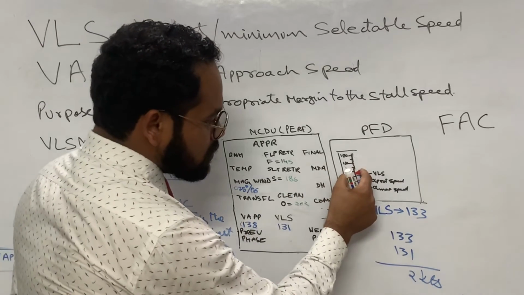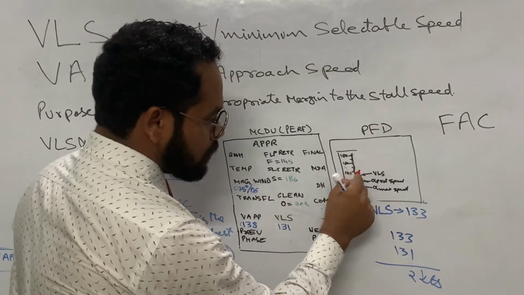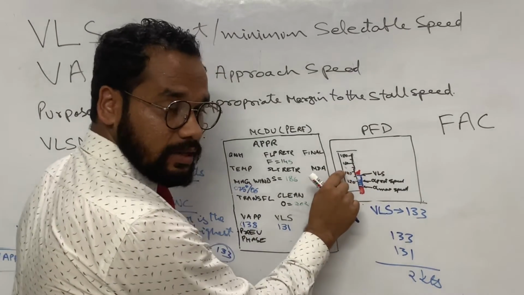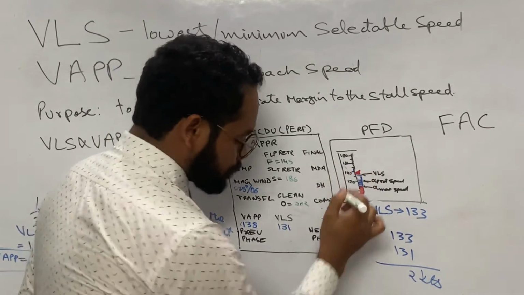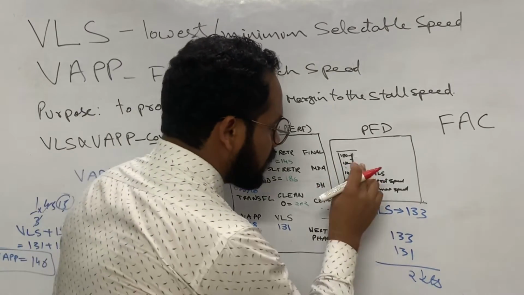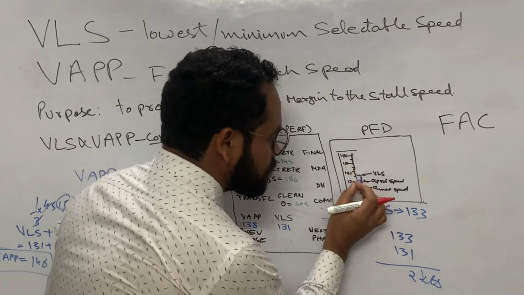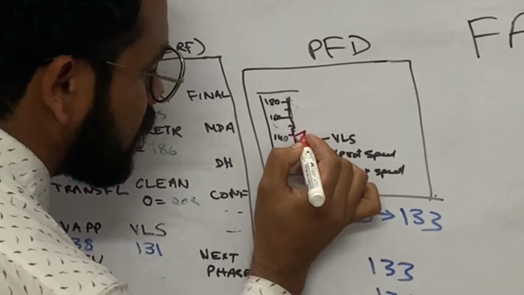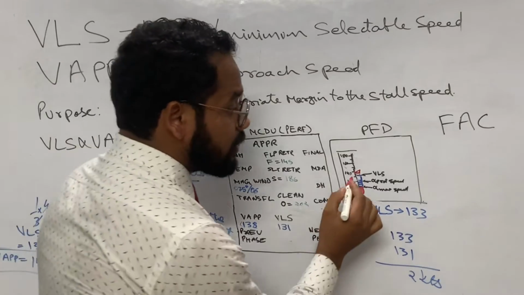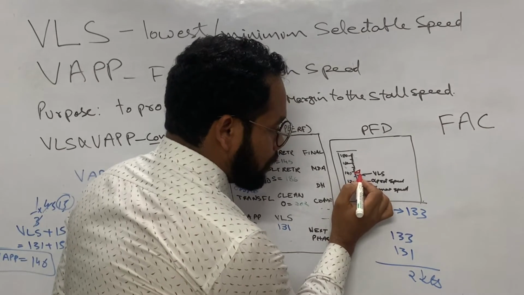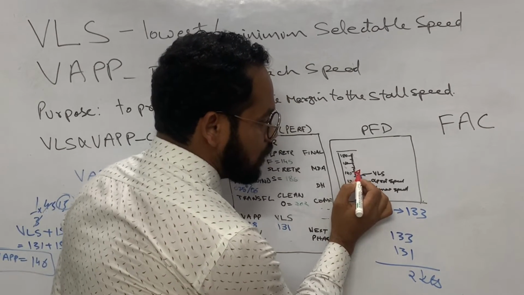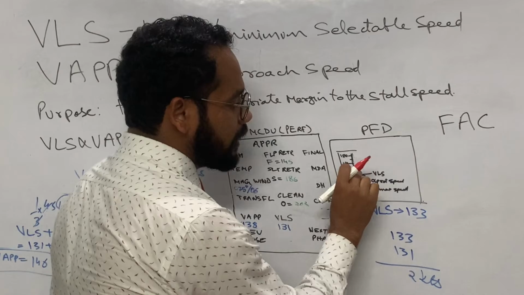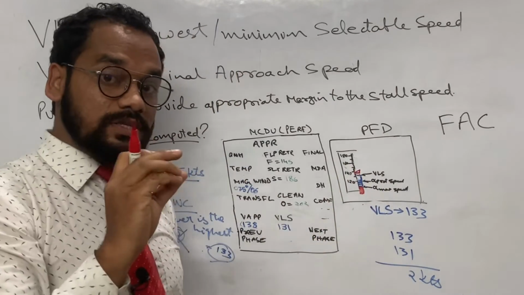So in this case, this magenta color pointer will shift up. It was at 136, right? Now it will shift to 138. So it has shifted up and it makes it 138. Now if I check the difference between VLS and VAPP, VLS is this one and VAPP is this one, how much is it? VLS is 133 and VAPP is 138. So the difference is 5 knots now.